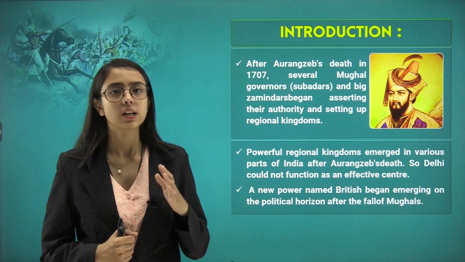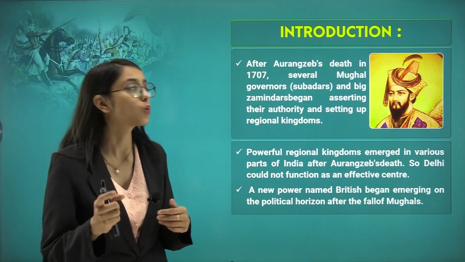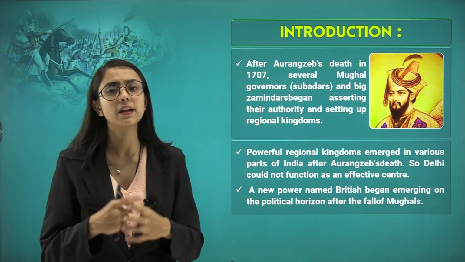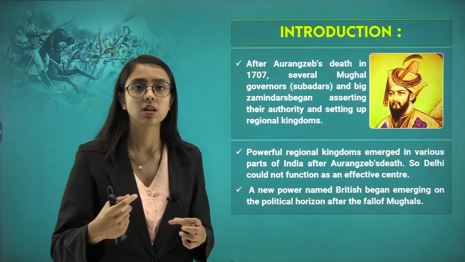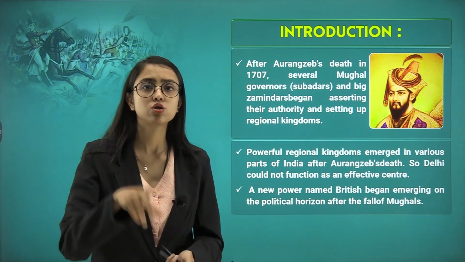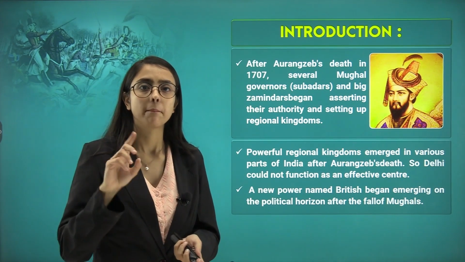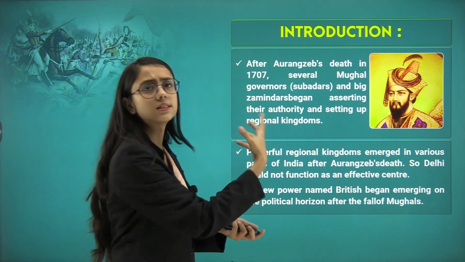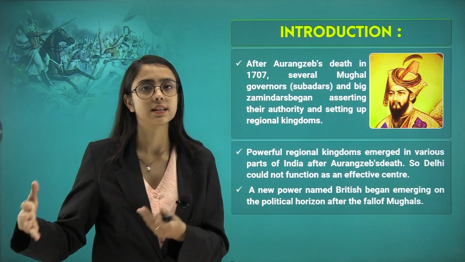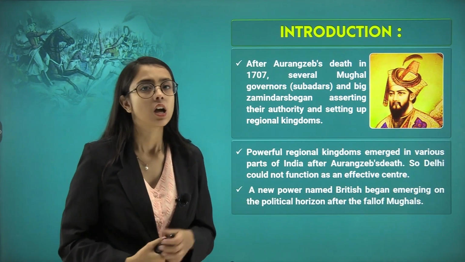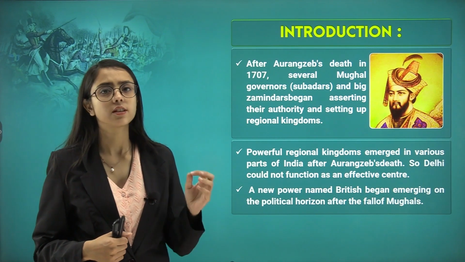After Aurangzeb's death in 1707, the Mughal governors, who were known as the Subedars, and the big zamindars, the landowners, started to assert and rule on their own. So there was not one focal point who would supervise the whole administration or rule over the people. These small powers, the Subedars and the zamindars, began to assert their power and authority, setting up small regional kingdoms. Some powerful regional kingdoms emerged in various parts of India after Aurangzeb's death.